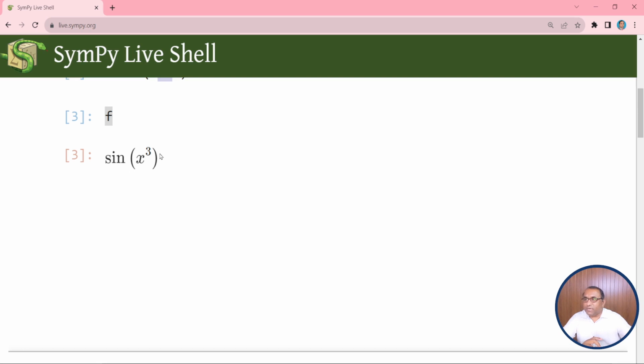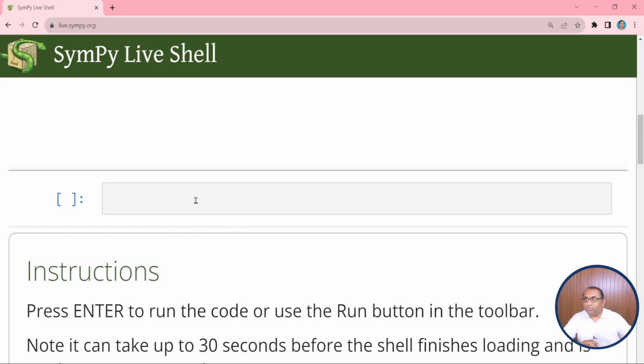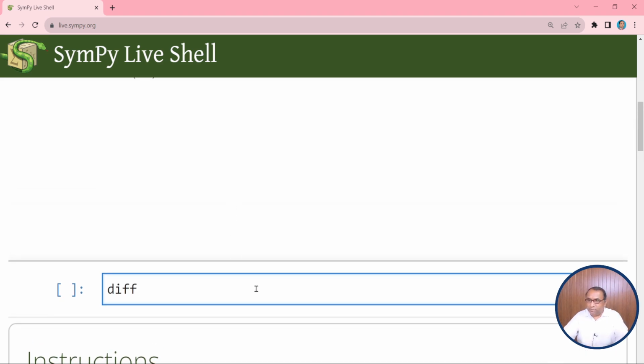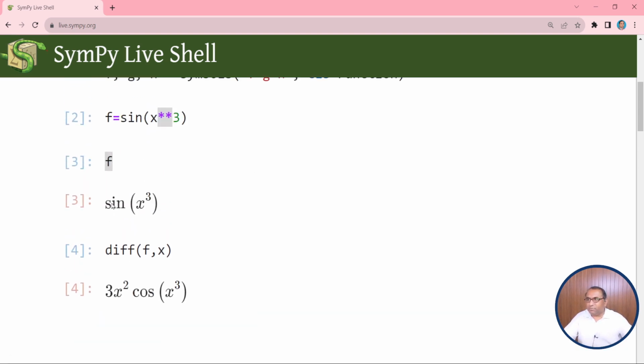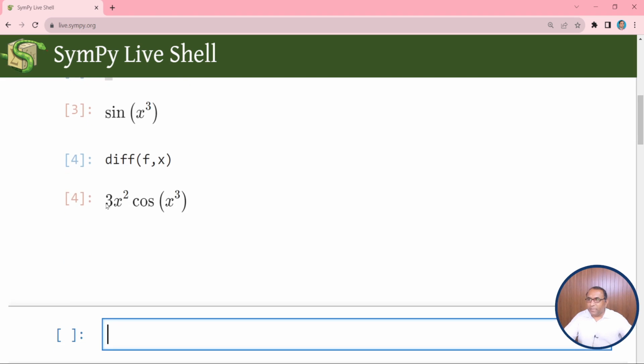Now if you want to perform some operations, in this session we will cover differentiation, integration, and limits. These three things will be covered for calculus in this lecture. Now if you want to differentiate, diff is an inbuilt function, and you can use diff f comma x, and then enter. So you can see the derivative of the above statement is at this place, which is 3x square cos x cube.